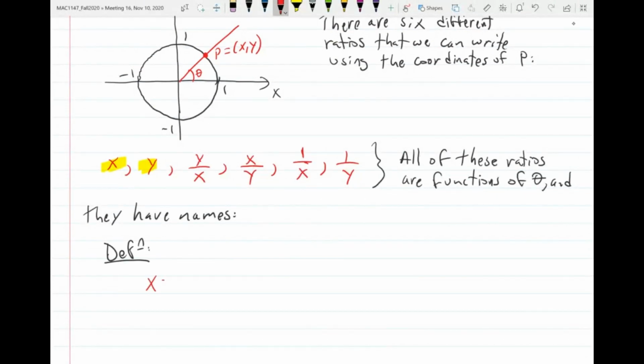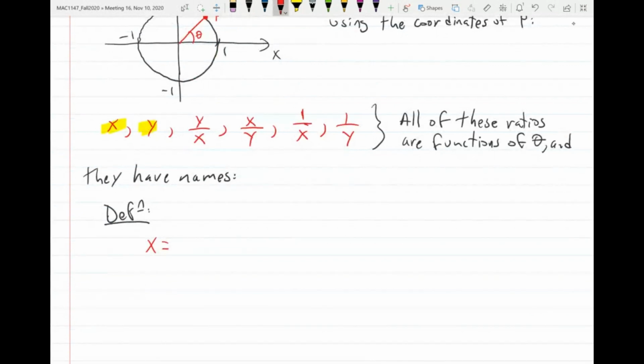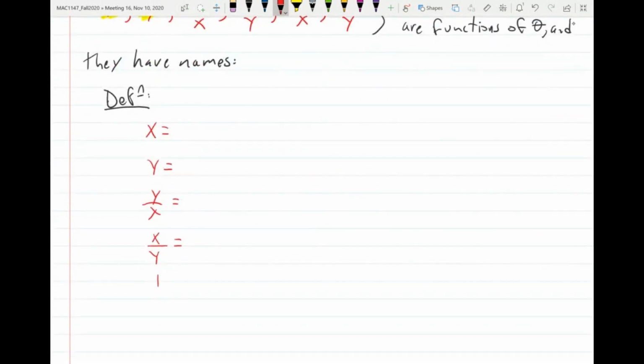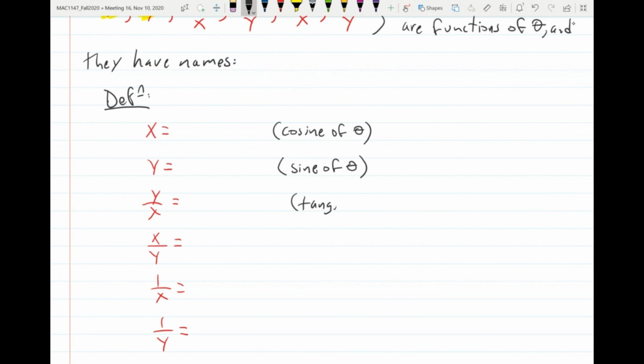We already know the name of x. We already know the name of y. And now we're going to give a name to y over x, to x over y, to 1 over x, and to 1 over y. So x we know is called cosine of theta. y we call sine of theta. Just putting this for completeness. Now the new ratio, y over x, we call tangent of theta.